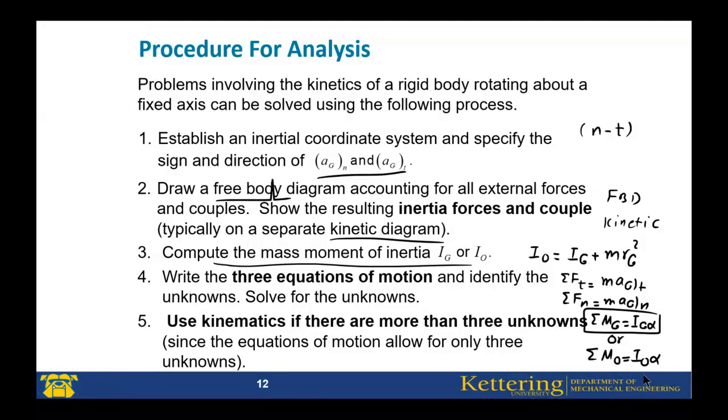Then there are unknowns we will find. If there are more unknowns, we use the kinematic equations. This is the procedure for the analysis of a rotating body, such as a tire. For example, a tire is rotating on a slope, or a motorcycle or a car where the tire rotates. Also, we can consider the rotation of the tire.